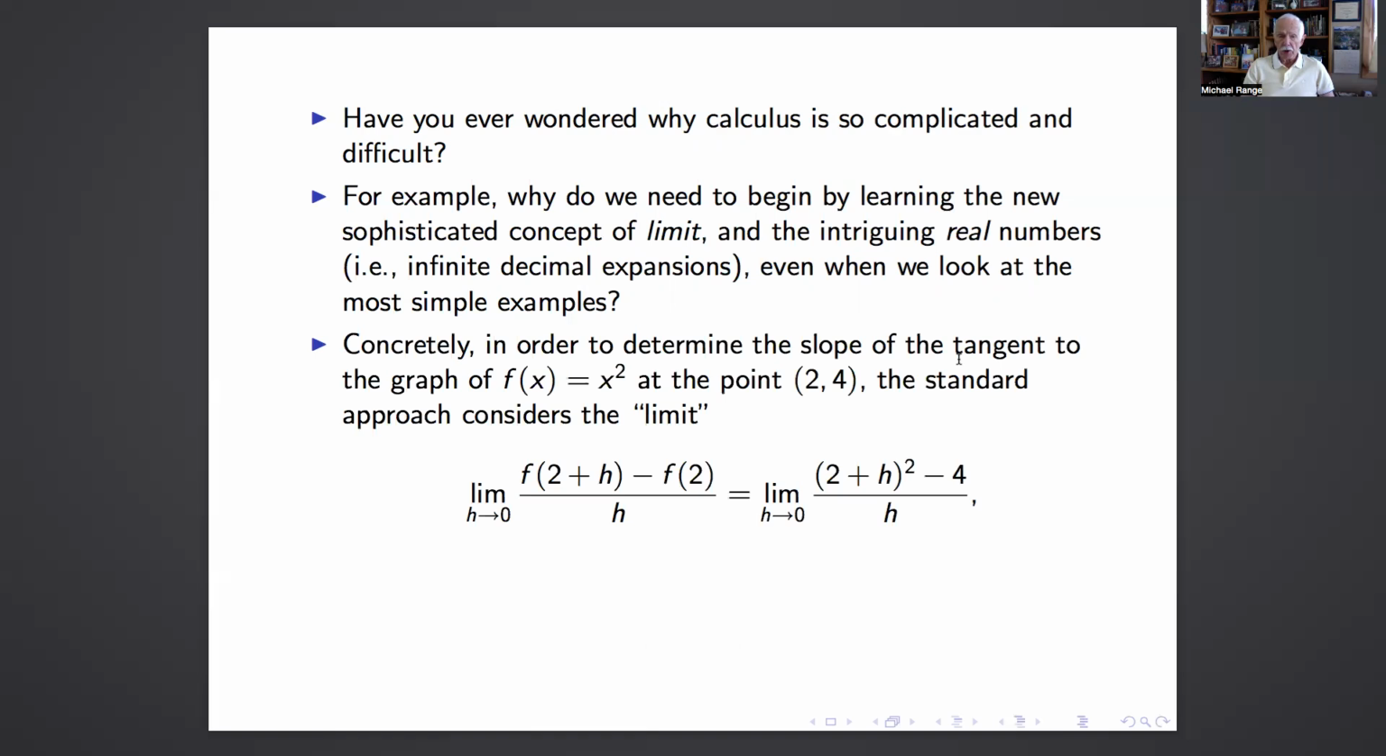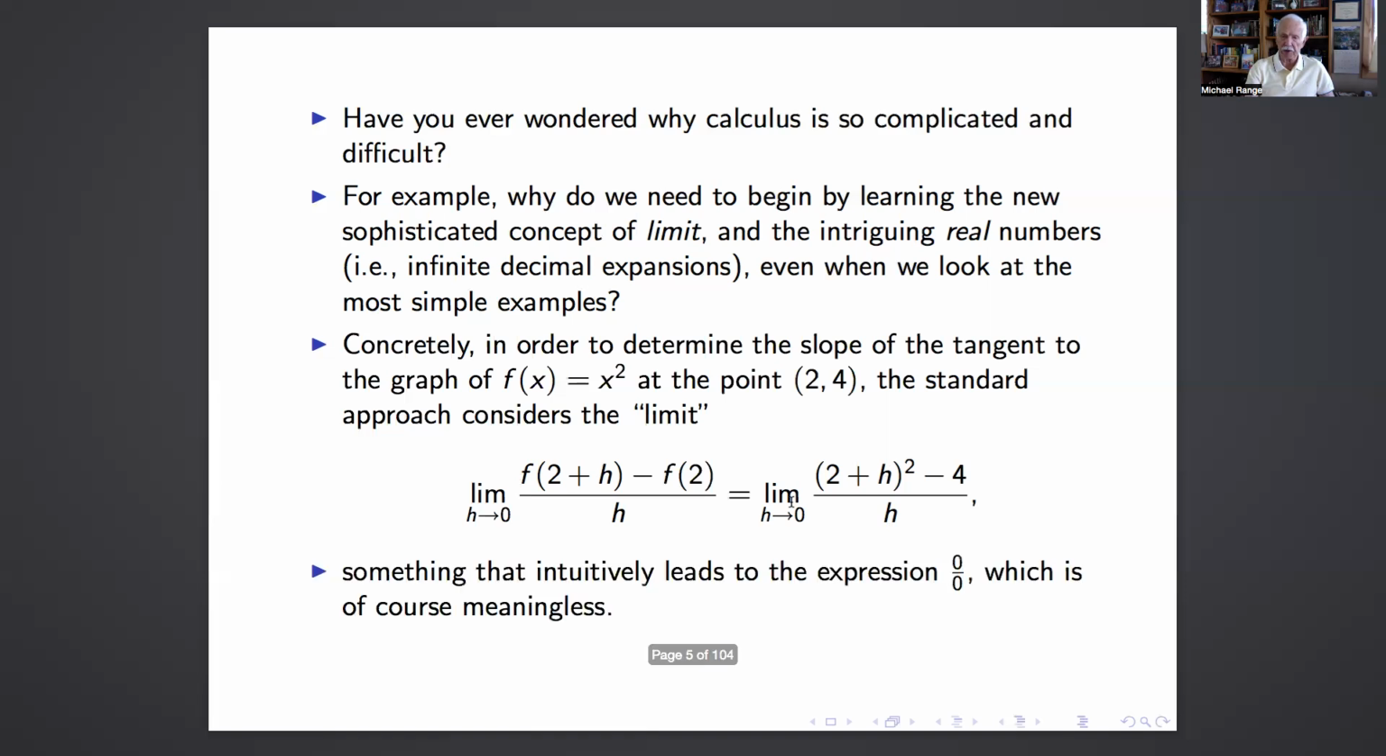Now, the standard approach considers the limit of the following expression, which once you introduce the expression for the function into this, you get (2 plus h) squared minus 4, divided by h, where you take the limit as h goes to 0. And of course, we assume that h is different from 0. Now, intuitively, this leads to the expression 0 over 0, which is, of course, meaningless. And this shows that limits can indeed be quite complicated.